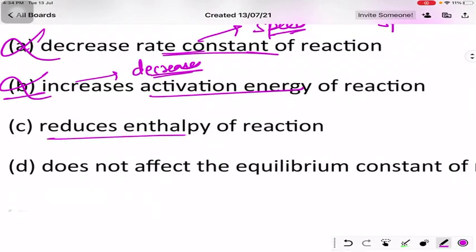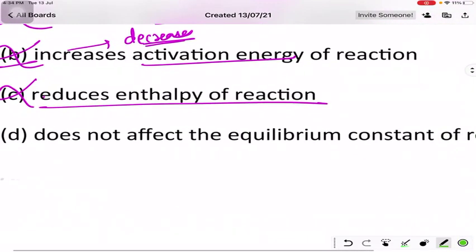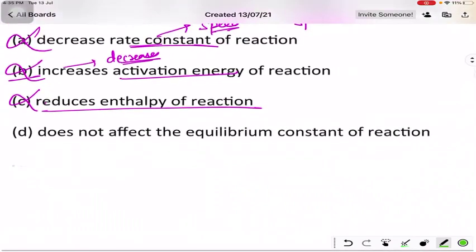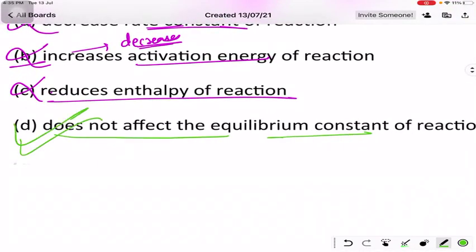It reduces enthalpy of reaction. It is also incorrect because there is no relationship of enthalpy of reaction with the catalyst, because enthalpy of reaction is the difference between the enthalpy of reactant and product. So it does not affect equilibrium constant. This is correct.